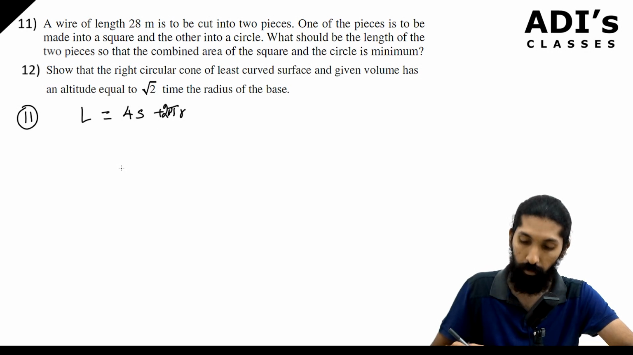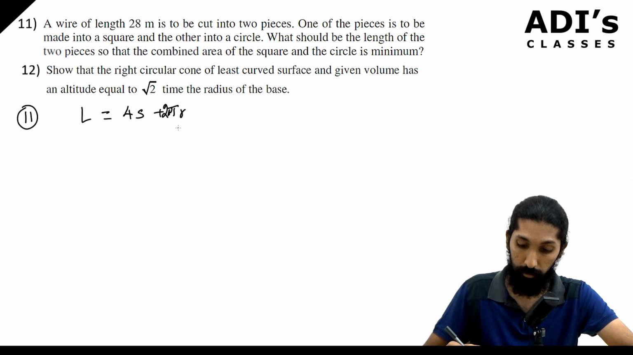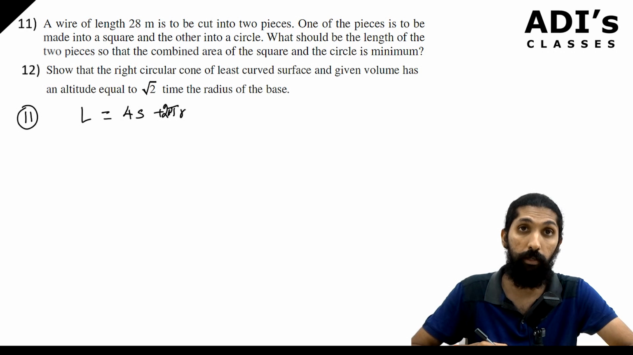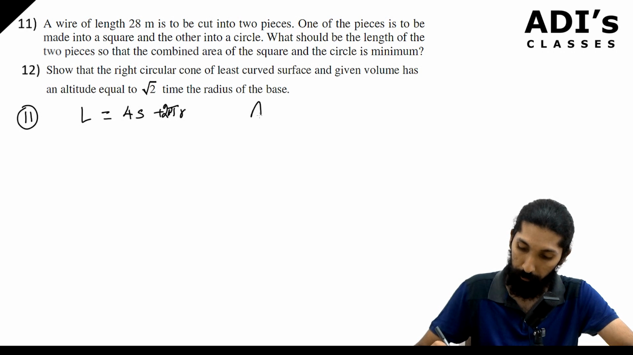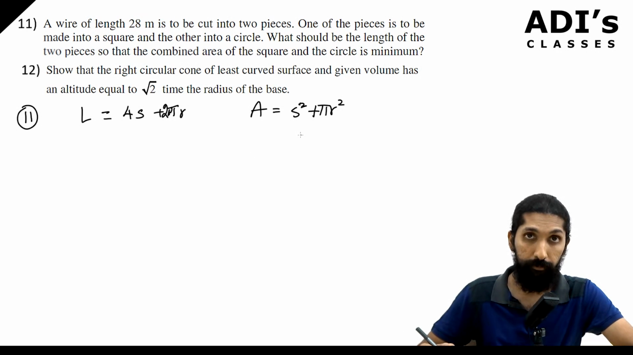Right? Now what we'll do, we can take this particular value. This is what we have. One of the pieces is made into a square, well and good. Now the area becomes S square plus pi R square. This should be minimum, right?